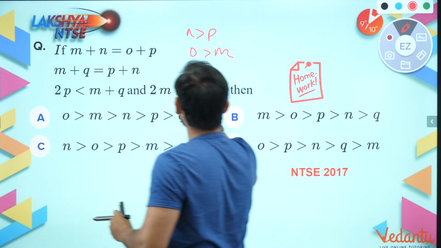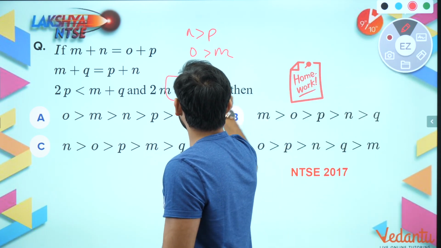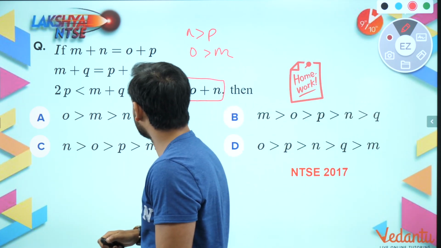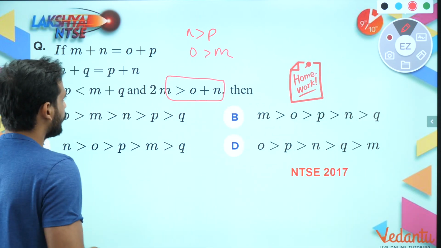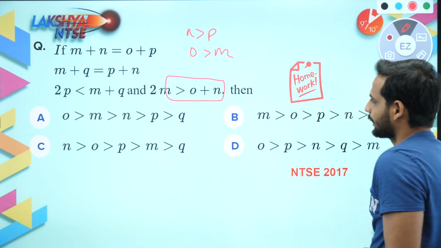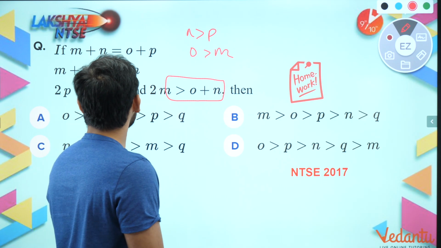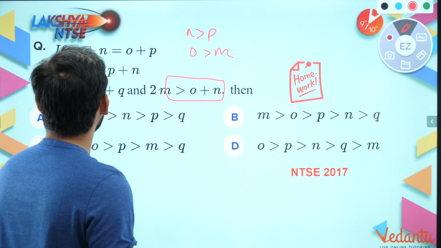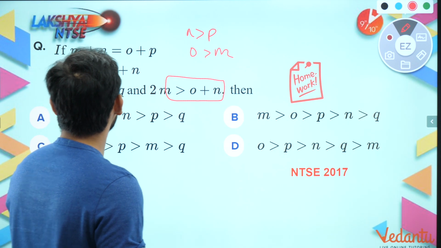And now we need to get something about o plus n. So let us try to use this relation. O plus n is smaller than 2m. And here we have m plus q is smaller than 2p plus m plus q. So what we can do here is m will get cancelled and p will get cancelled.